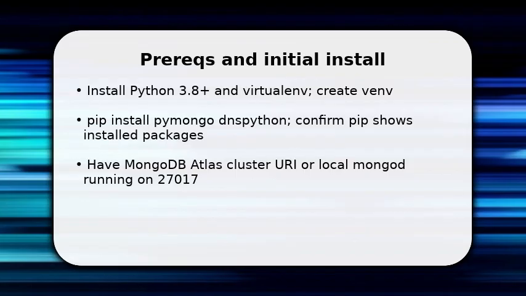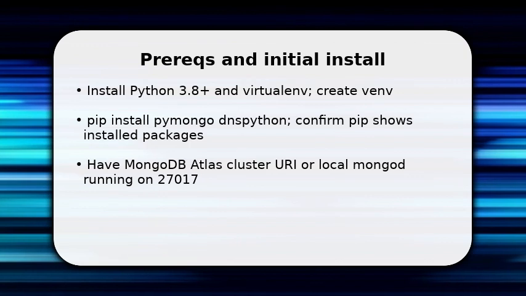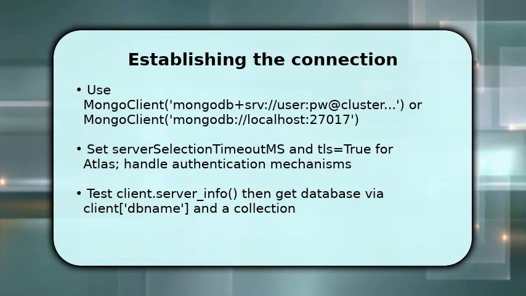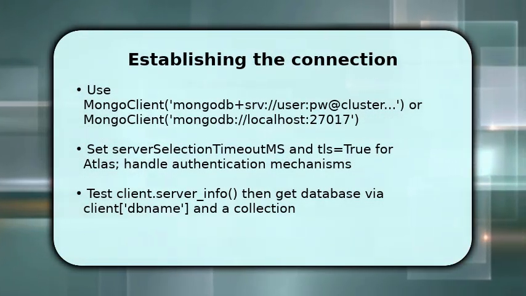If you run locally, make sure MongoDB is listening on 127.0.0.1:27017. These steps get you ready. You now write the connection code and explain why each option matters.